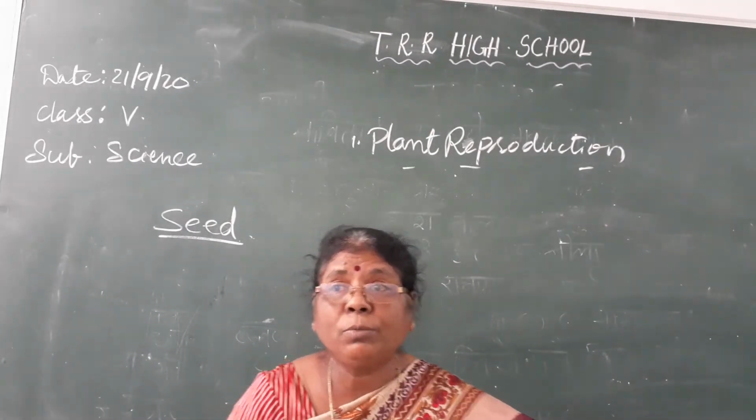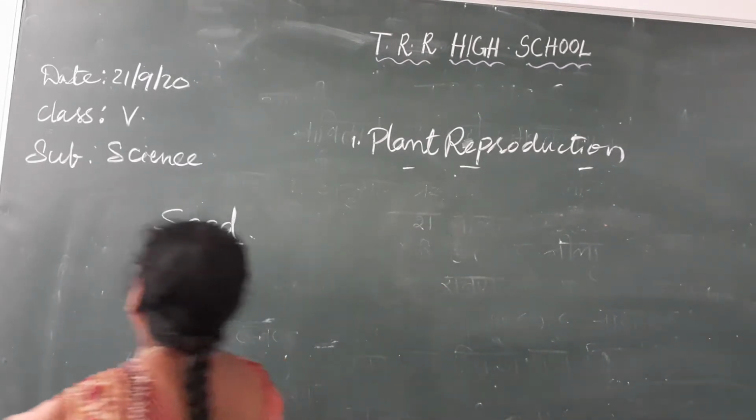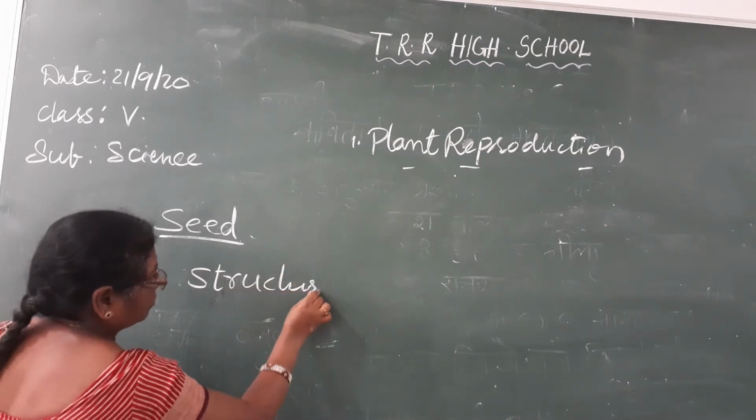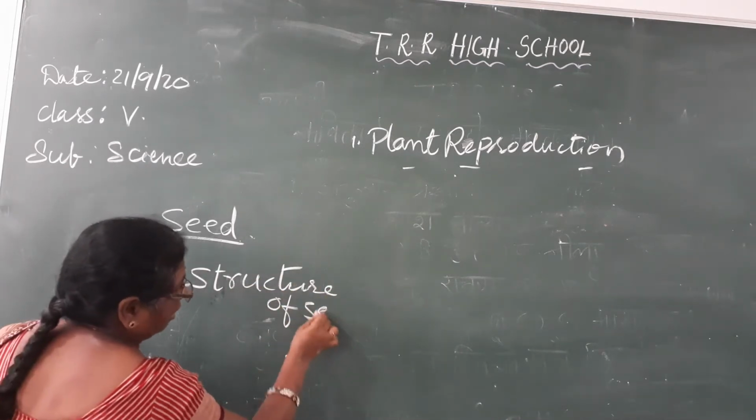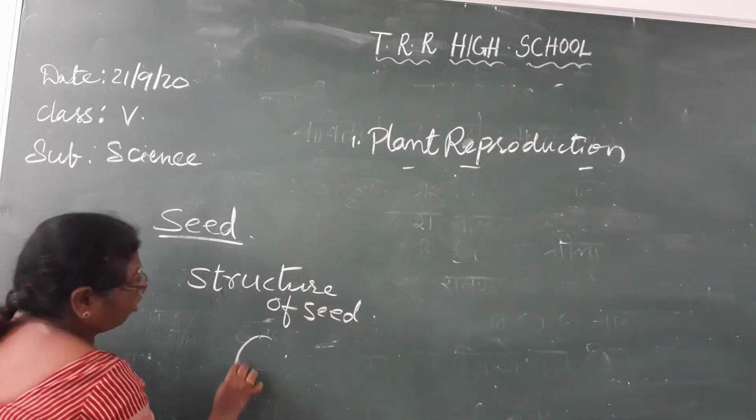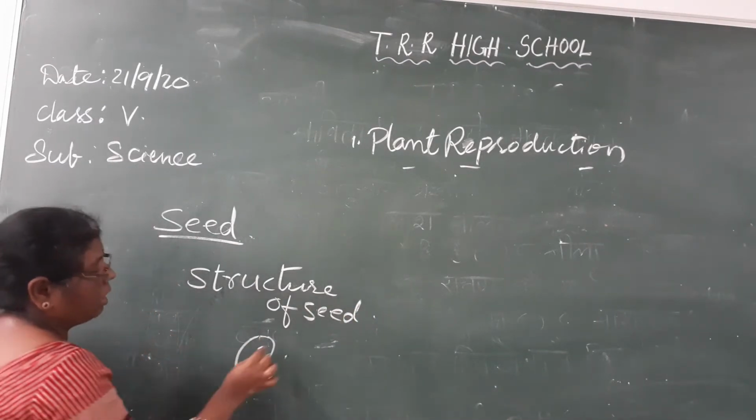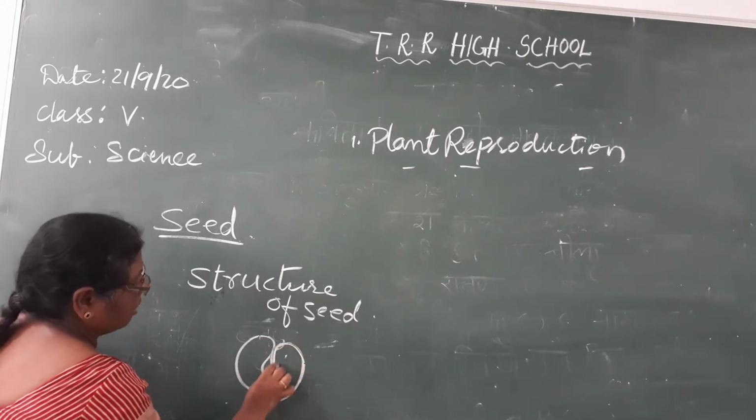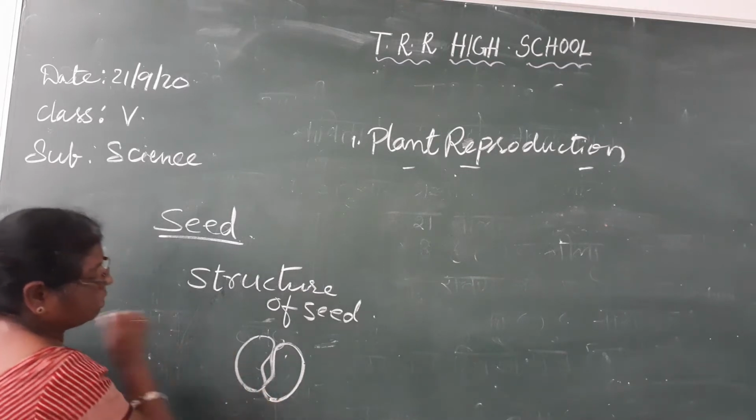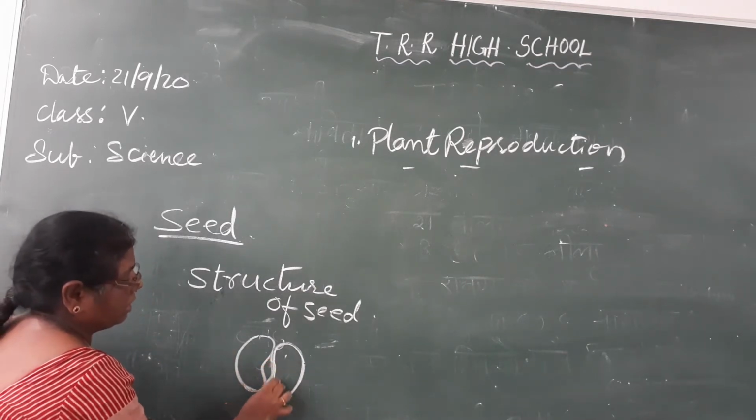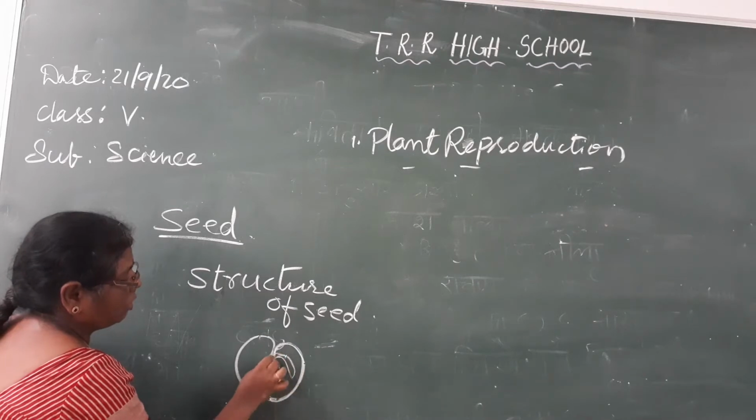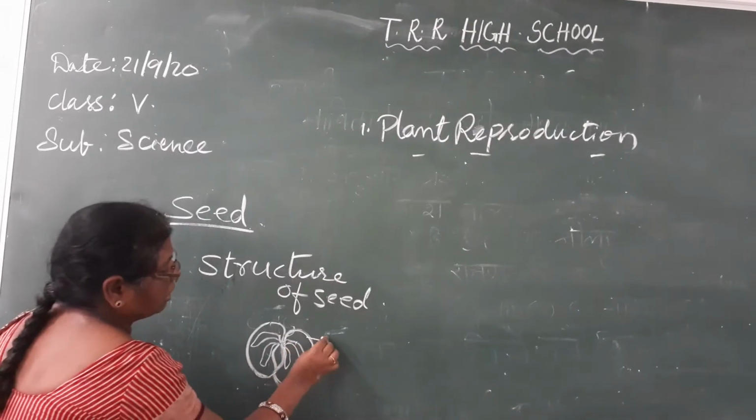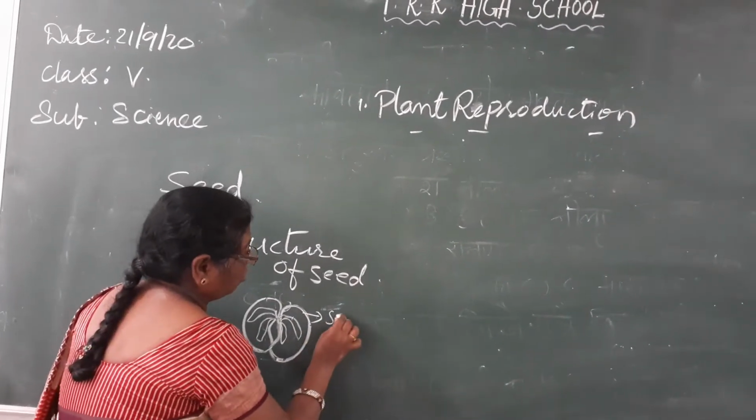Next, the structure of a seed also we have studied and discussed. What are the parts present in the seed? This is what you call the structure of a seed. You are seeing this seed? Here, the outer covering of the seed is called the seed coat.